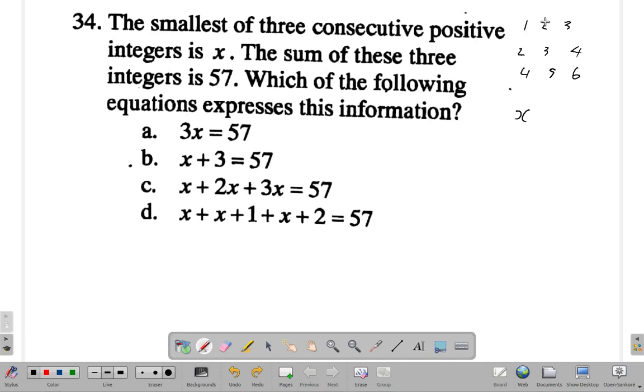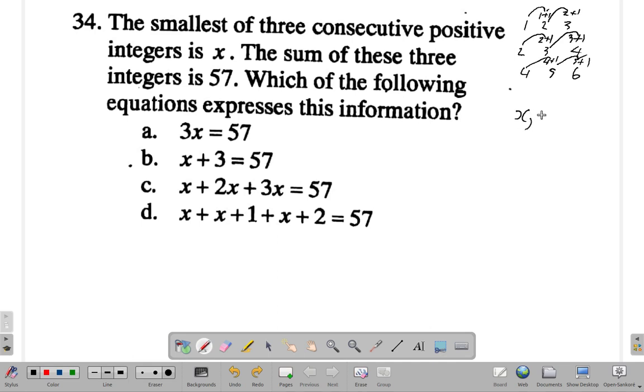What do you do with 1 to get 2? Okay, you add 1, 1 plus 1. What do you do with 2 to get 3? You said 2 plus 1 to get 3. In the same way, when you get 3, you say 3 plus 1, then you get 4. To move from 4 to 5, you say 4 plus 1. It gives you 5. Then to move to the next positive integer, you say 5 plus 1, which is 6. So in this case, the first one is x.